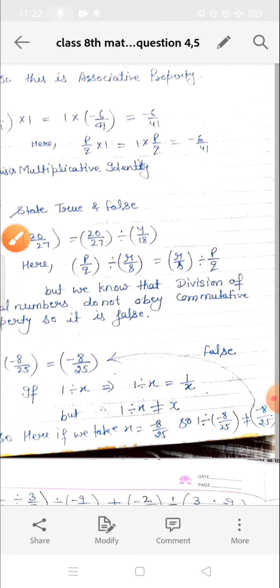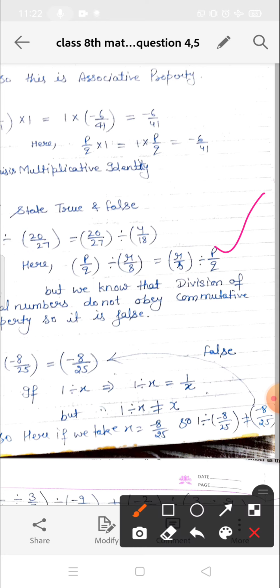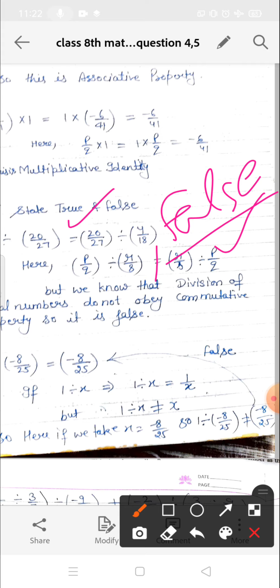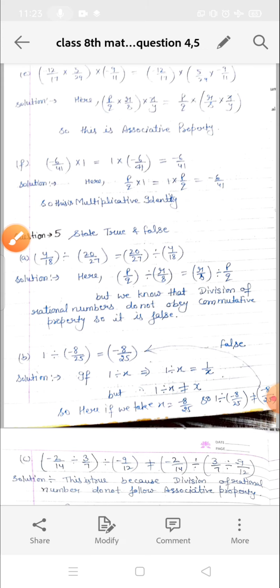This is given to us, but we know that in case of division of rational numbers, this is not equal. But here is the sign of equality. So we can say that this is false, because associative or commutative property are not followed by the division of rational numbers. And this is commutative property. Clear?